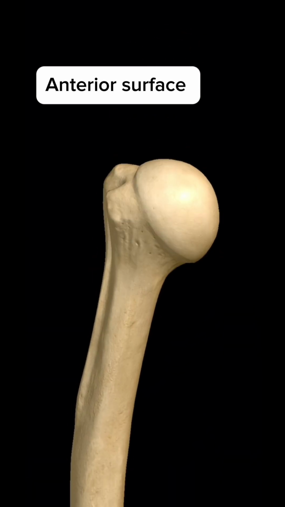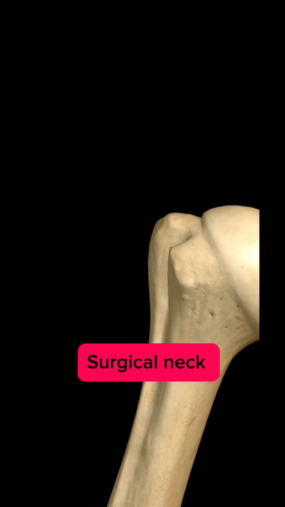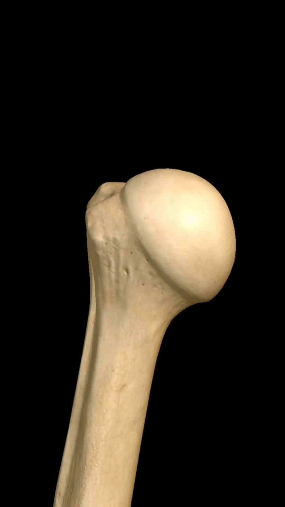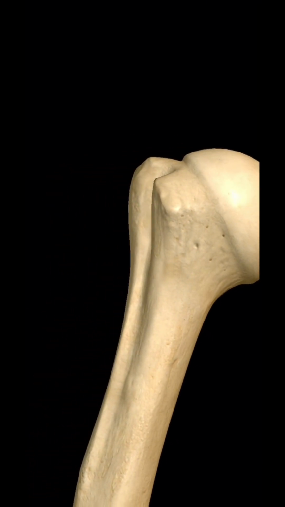Deltoid muscle. The deltoid muscle attaches to the deltoid tuberosity on the lateral surface of the humerus. It is responsible for shoulder abduction.